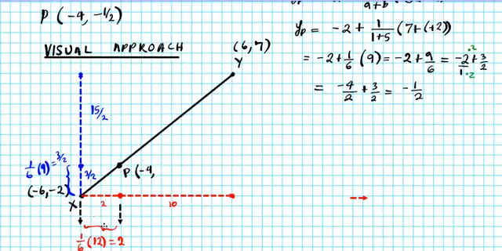18/2 is 9. So what we did in the work we showed earlier is that we took the y coordinate -2, and we added 3/2 to it. -2 is the same thing as -4/2. If you add 3/2 to it, that gives you -1/2. So this is just a visual rendition of the problem, just to help you gain a deeper understanding of what the formula accomplishes via the computations that we just did.